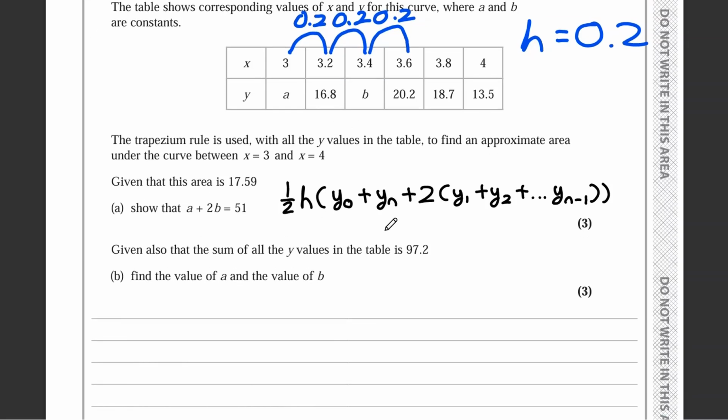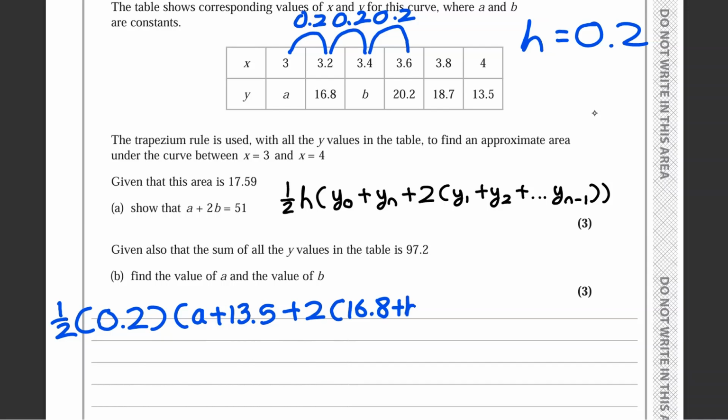Okay, so if we do this, it's going to be half, and then we sub in h, which is 0.2. Here we have y0 and yn, which remember goes up to 6 here. So y0 is a, and the final y value is 13.5. So here it's going to be a plus 13.5, and then it's plus 2, and then we've got all the other y values here.